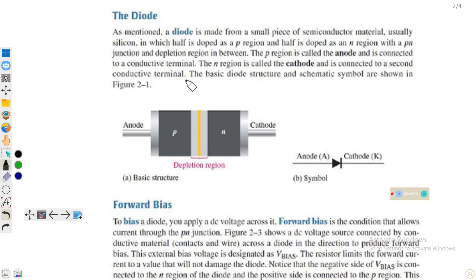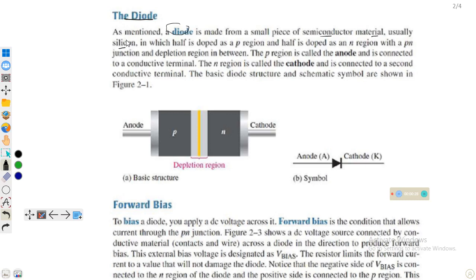In this lecture, we will discuss diodes. What are diodes and what are their symbols? A diode is made from a small piece of semiconductor material, usually silicon. The diode is composed of p-type and n-type semiconductors joined together.